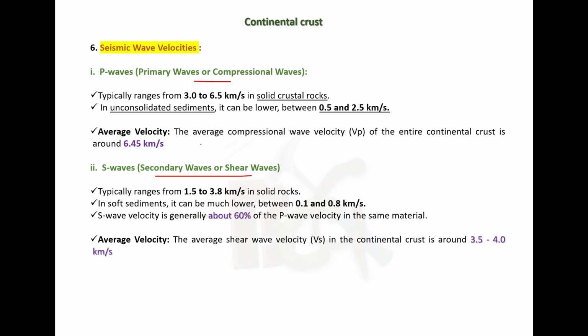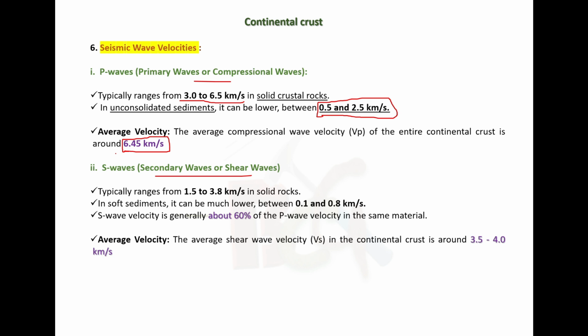Okay, that makes sense. So what are the typical speeds in continental crust? Let's start with P waves. Okay, P waves. In solid crustal rocks, they typically zip along at between 3.0 and 6.5 kilometers per second. Per second, that's fast. Very fast. Though in really loose stuff near the surface, like unconsolidated sediments, they slow right down, maybe 0.5 to 2.5 kilometers per second. Okay. And an average for the whole crust? The average P-wave velocity, Vp, for the entire continental crust is estimated around 6.45 kilometers per second. 6.45 kilometers, right.